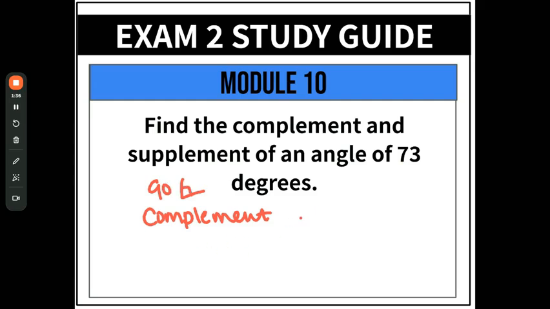Okay, so we're going to do 90 minus the 73. That's going to give us an angle of 17 degrees. So the complement is going to be 17 degrees.